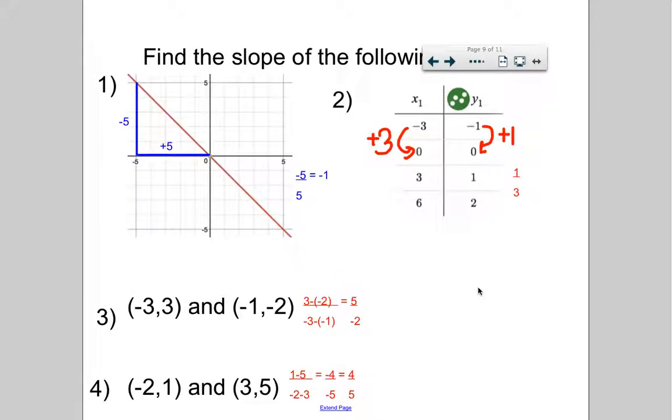Okay, then we did the same idea here. Again, down 5 over 5, that reduces to a negative 1. This one is a slope of 1/3, you can see. And you could try these on your own to make sure you get the same answers. And the formulas are here. Change in the y-coordinates. Remember, coordinates go alphabetically, x, y. So the change in y over the change in x, change in y over the change in x.